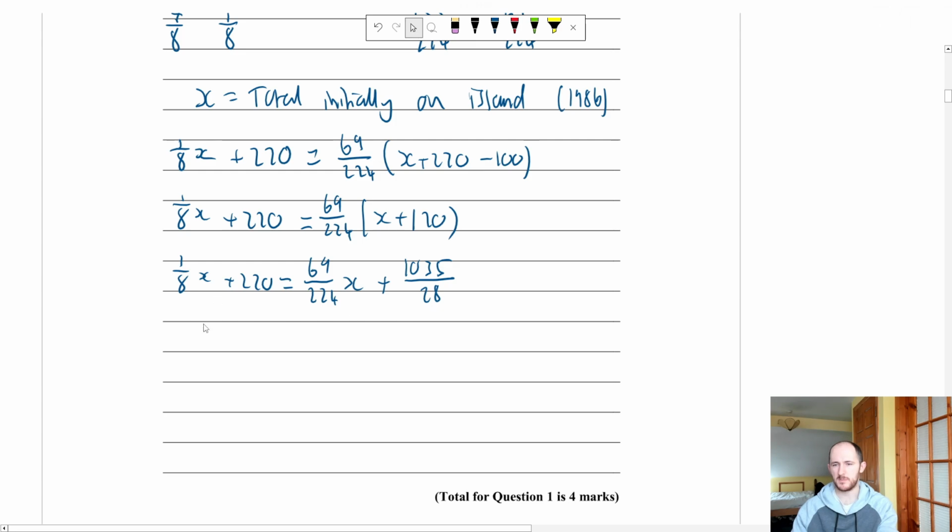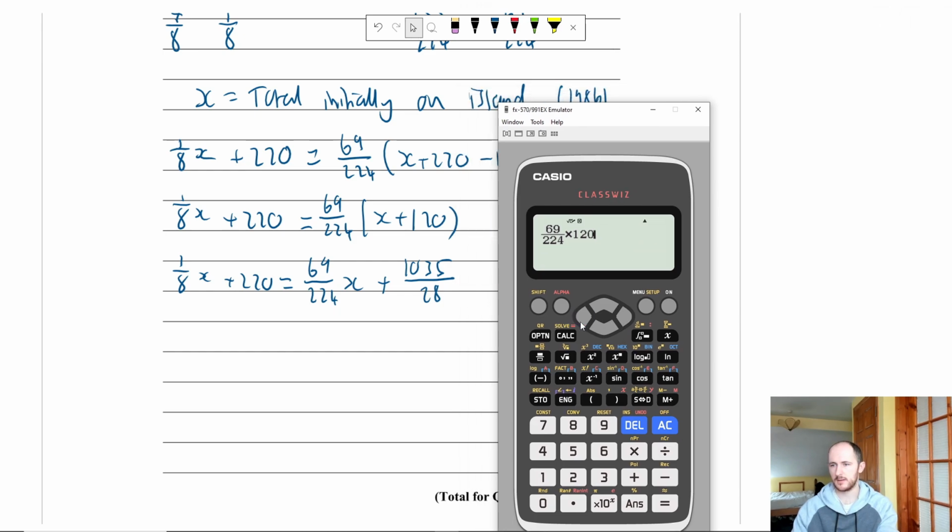I'm not sure which one's bigger. So I'm just going to minus 69 over 224x on both sides. So what is 1/8? Okay, I'm going to do something clever here. Use this. I'm going to go back to here. Minus. And then we're going to do 1/8 minus it. And that'll give me how much x on the left-hand side. Okay, so negative. That's totally fine.